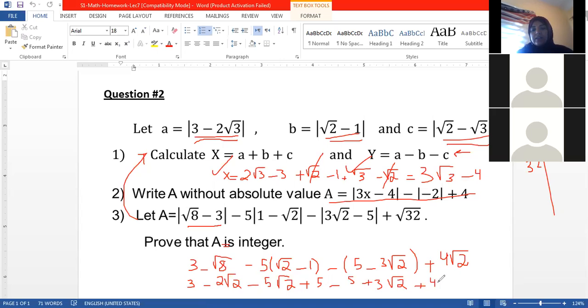Now let us reduce them. So minus 2 radical 2 and minus 5 radical 2 is minus 7 radical 2, and 3 radical 2 plus 4 radical 2, so we get them all together. Very good. So they cancel each other. And minus 5 plus 5 also cancel. So the final answer is 3. Excellent, which is an integer.